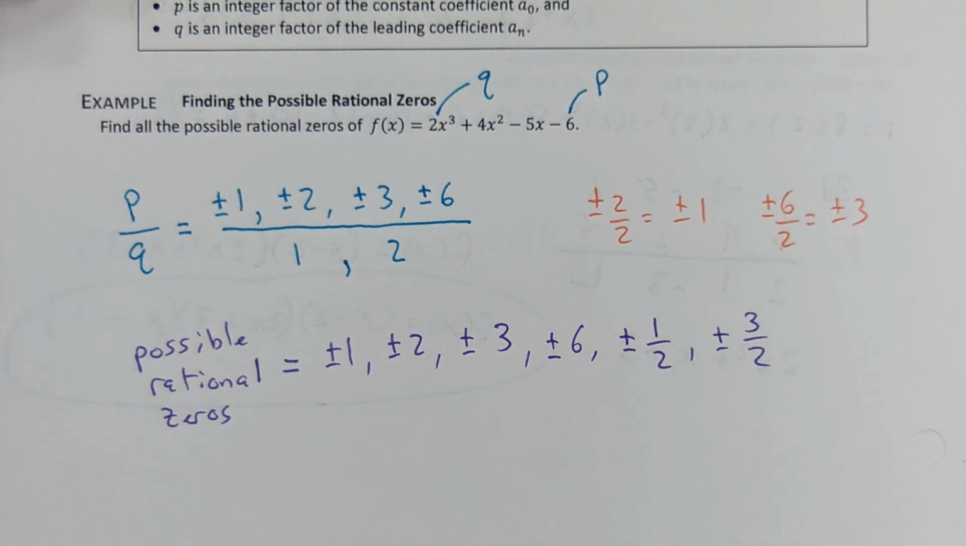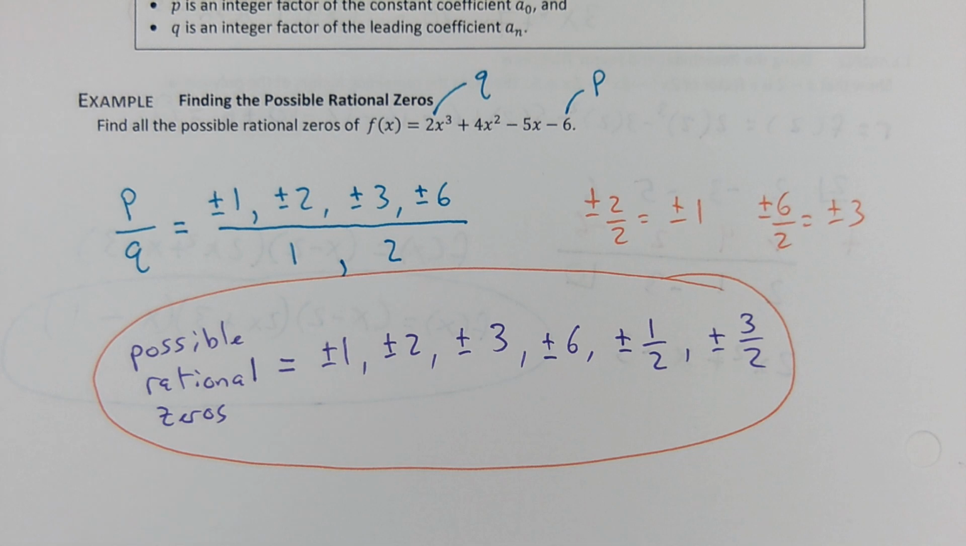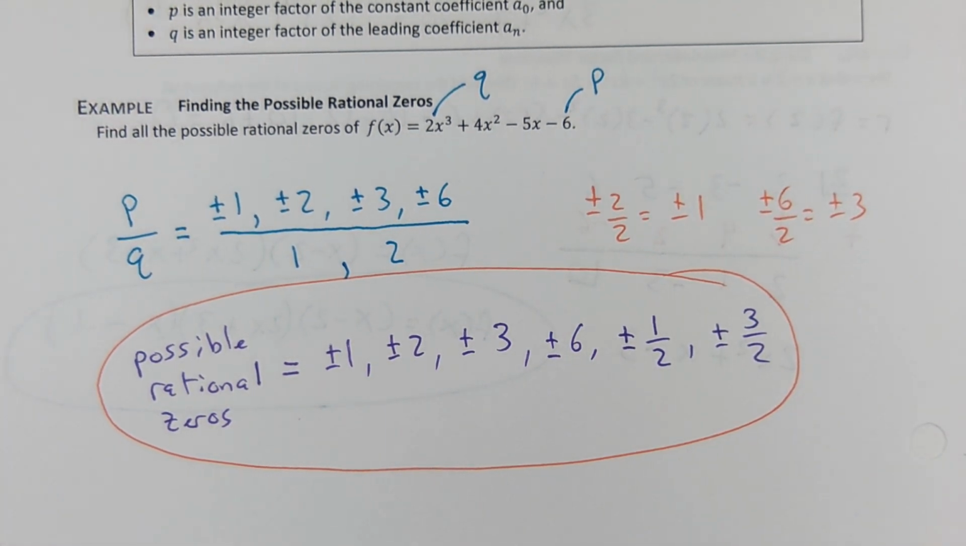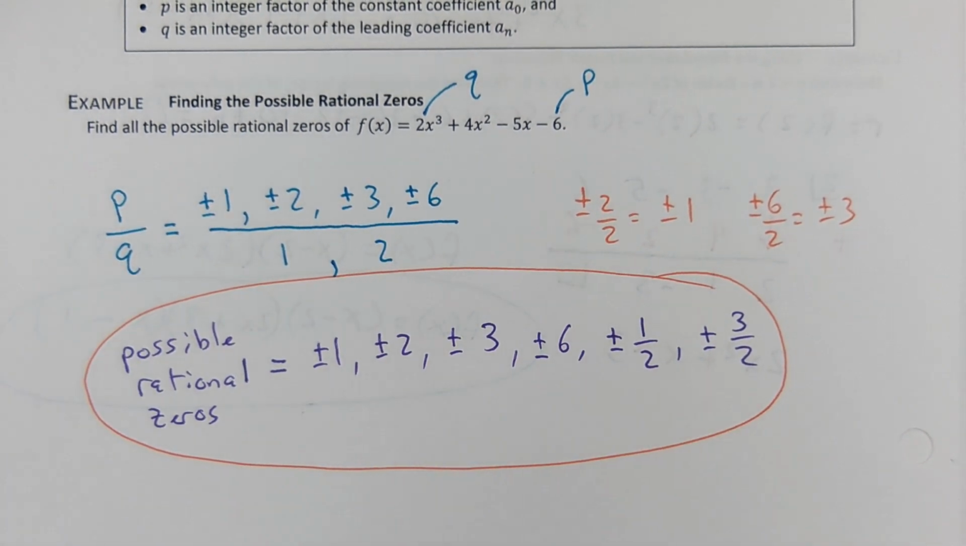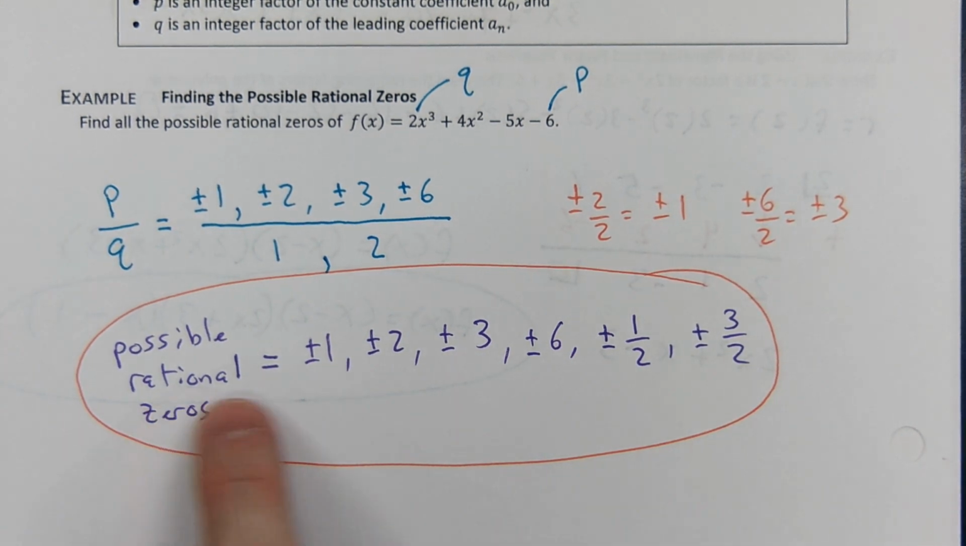This is what this tells us. If our graph crosses the x-axis at a pretty place, it must be one of these numbers. It couldn't be anything else. Does it guarantee one of these numbers? No, it does not. But what it tells us is, if that graph crosses at a pretty place, it's one of these. So we now know it's impossible that the graph crosses at x equals 5, because it's not on this list.